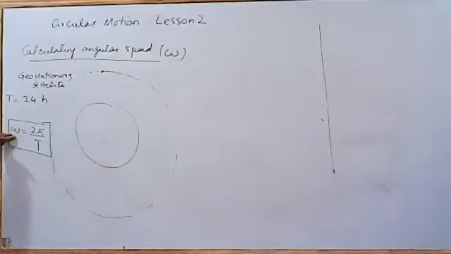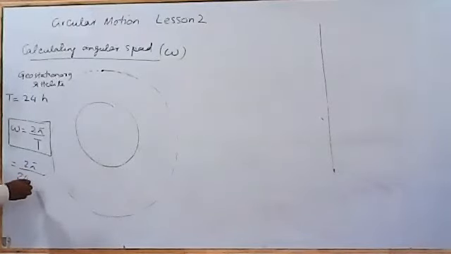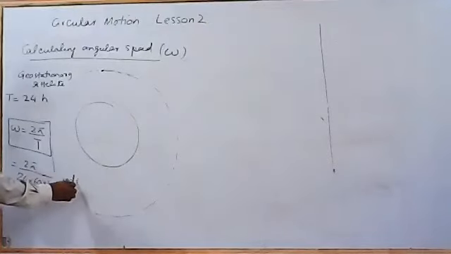Omega has a relationship with the time period of any object. If we know it is taking exactly 24 hours to complete its circular motion, a complete round trip, then omega must be 2 pi over this time expressed in seconds. So this means 2 pi over 24 into 60 into 60. This will be its angular speed in radian per second.